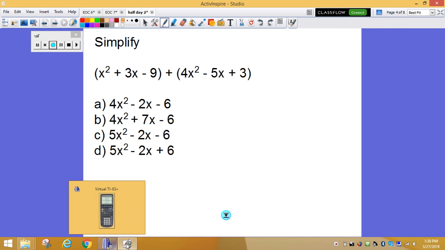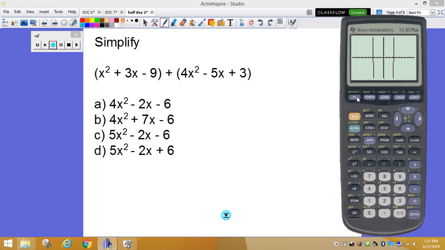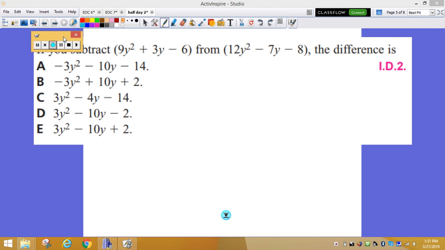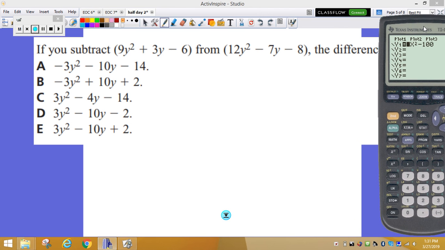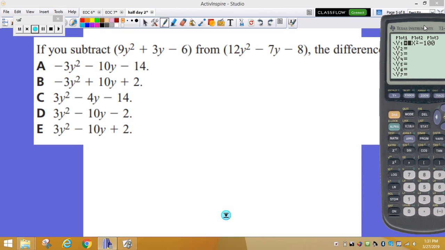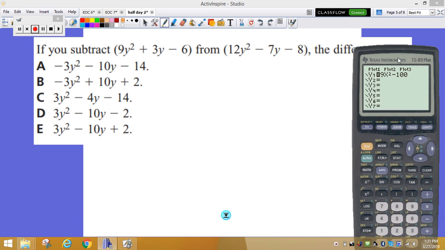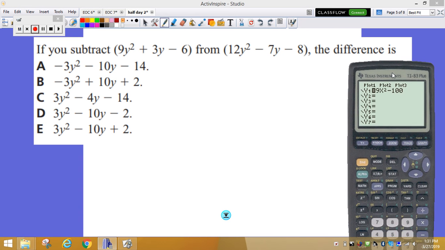Here's another one. You're just going to type it in your calculator, guys. You're going to go to y equals, type it in, hit graph, do all your answers, see which one matches. This one I do want to do with you because I need you to see this. If you subtract this first parentheses from the second parentheses, the difference is what?